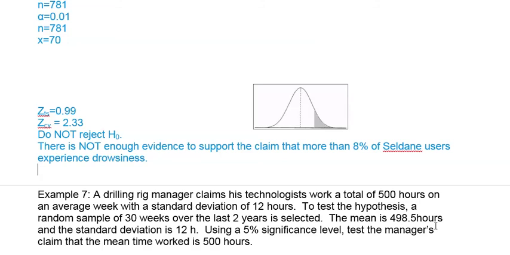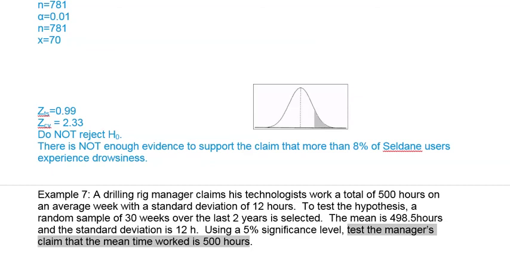So a drilling rig manager claims his technologists work a total of 500 hours, and this one, again, look at that. In this case, there's no question mark, but it's the statement telling us what to do. Test the manager's claim that the mean time worked is 500 hours. So there's where we're getting our claim from.